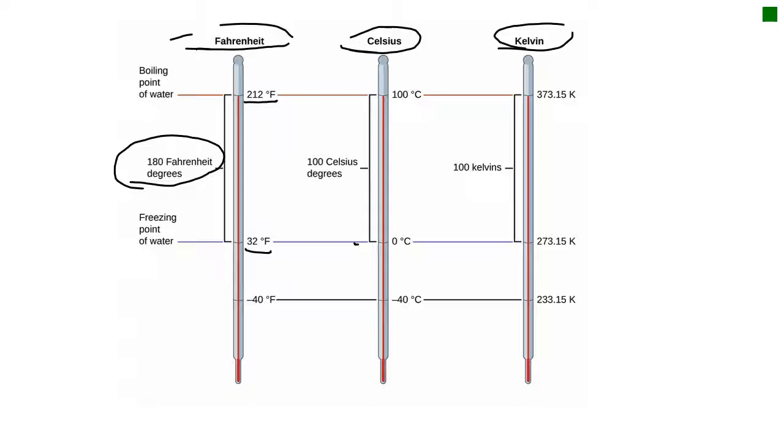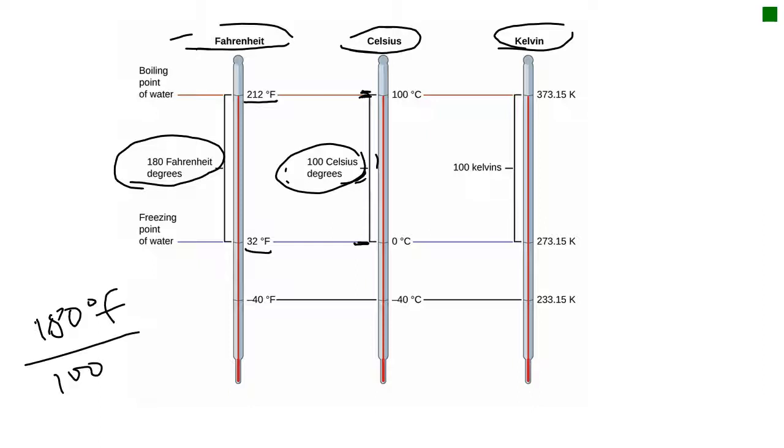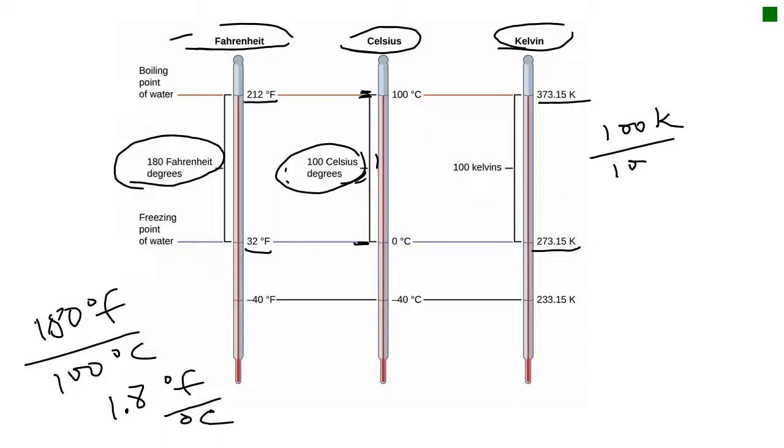In Celsius, water freezes at 0 and boils at 100, so there's 100 degrees Celsius in that space between freezing and boiling, which tells us that there are 180 degrees Fahrenheit for every 100 degrees Celsius. This is going to give us 1.8 degrees Fahrenheit per degree Celsius. Now, in the Kelvin scale, water freezes at 273 and boils at 373. And there are 100 kelvins for every 100 degrees Celsius. So if there are 100 kelvins for every 100 degrees Celsius, then these are 1 to 1.